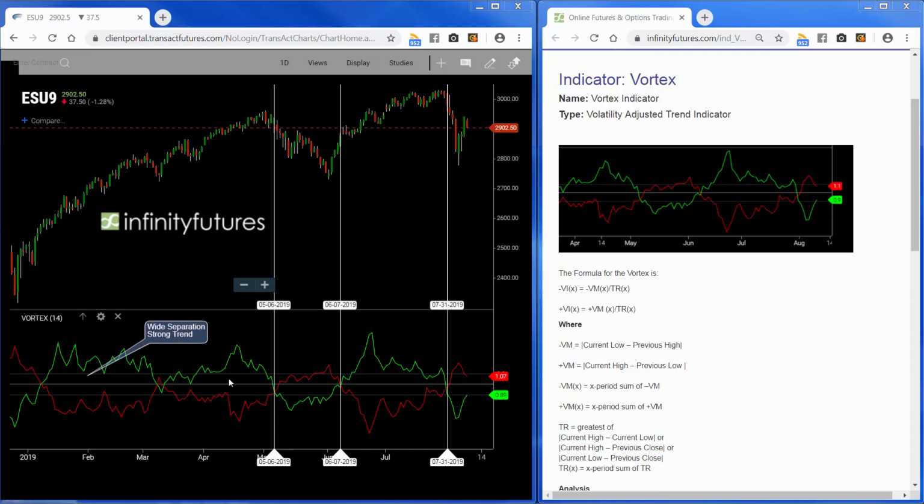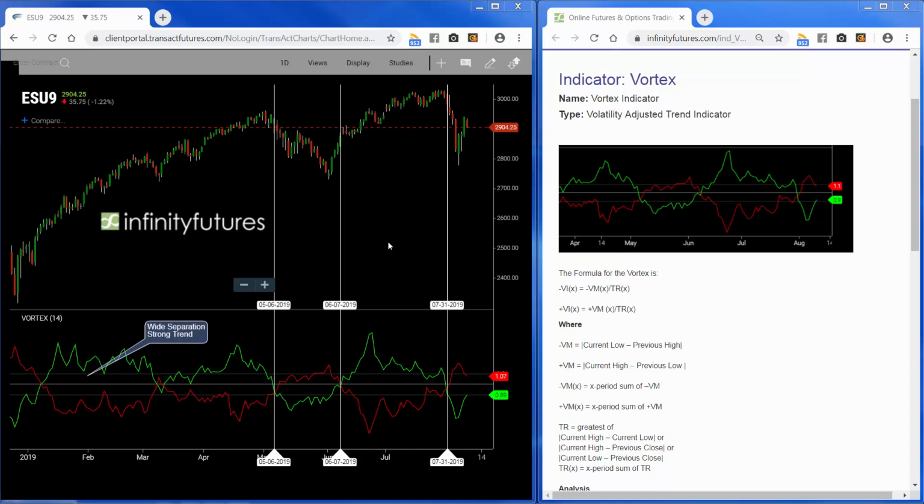The Vortex is a volatility adjusted trend indicator. That's the category. The green lines represent uptrends. The red lines represent downtrends. The idea here is when these cross, and I've shown with the white horizontal line where they cross, it suggests a change in trend.